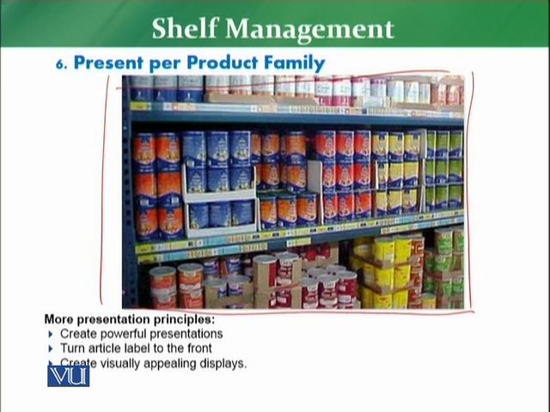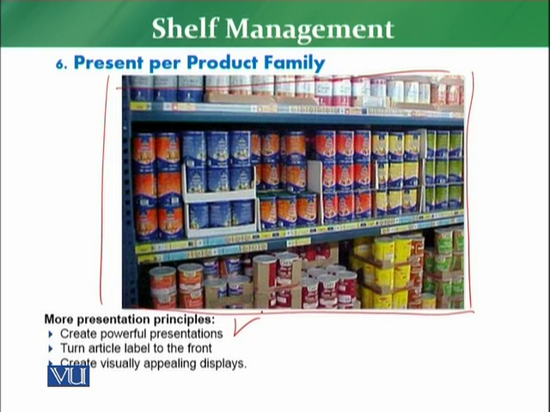So they should be displayed and presented together on the shelf, because this will give an image to the customer that you have the whole depth and breadth in the assortment, and the customer can really pick whatsoever he wants to buy from your store. So the principle to follow is that a per product family display has to be a powerful presentation.